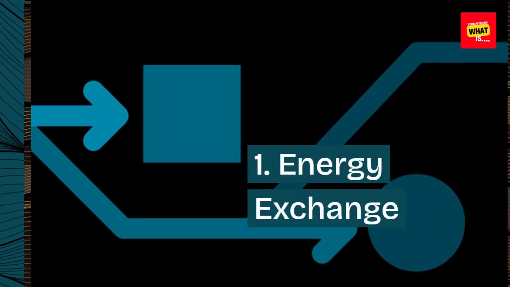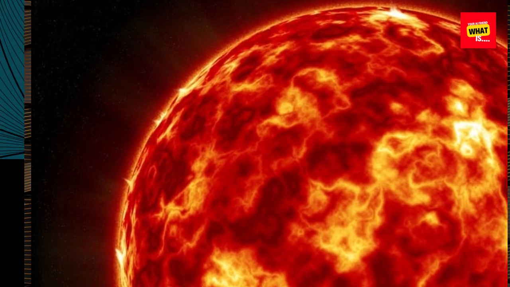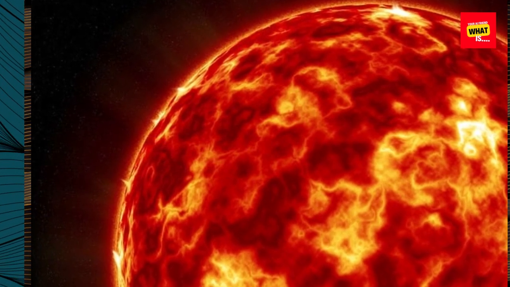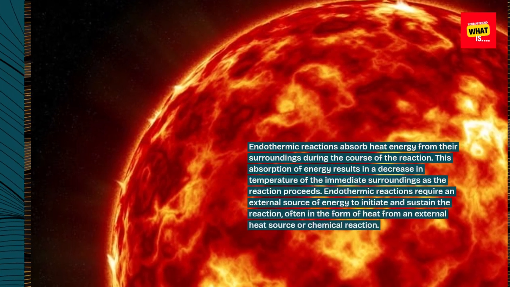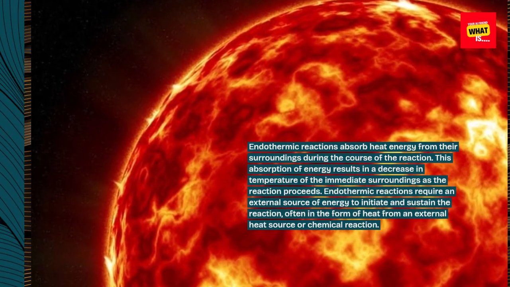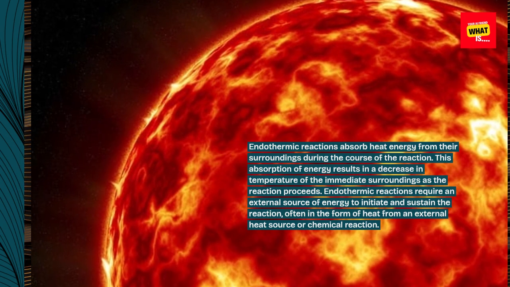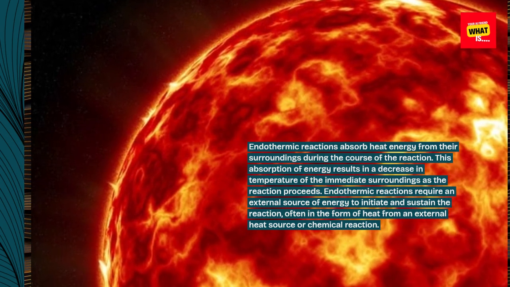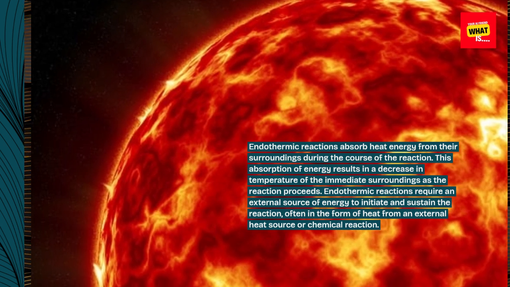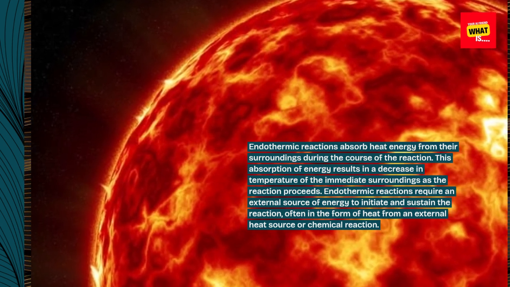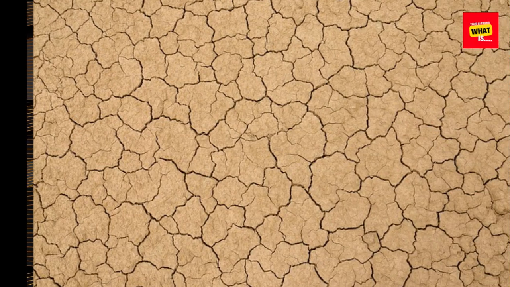1. Energy exchange. Endothermic reactions absorb heat energy from their surroundings during the course of the reaction. This absorption of energy results in a decrease in temperature of the immediate surroundings as the reaction proceeds. Endothermic reactions require an external source of energy to initiate and sustain the reaction, often in the form of heat from an external heat source or chemical reaction.